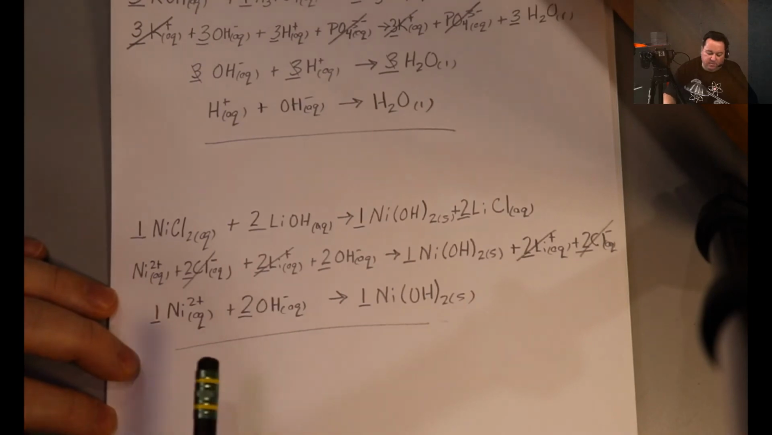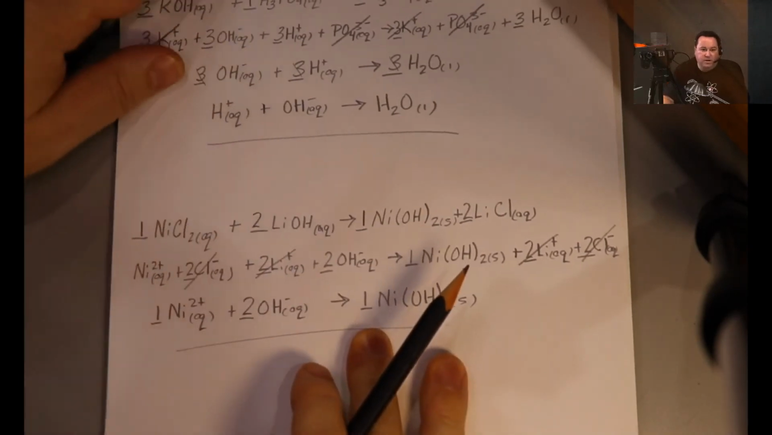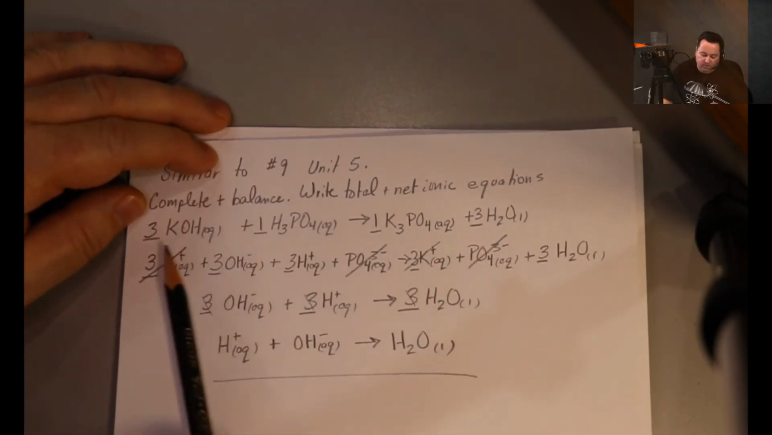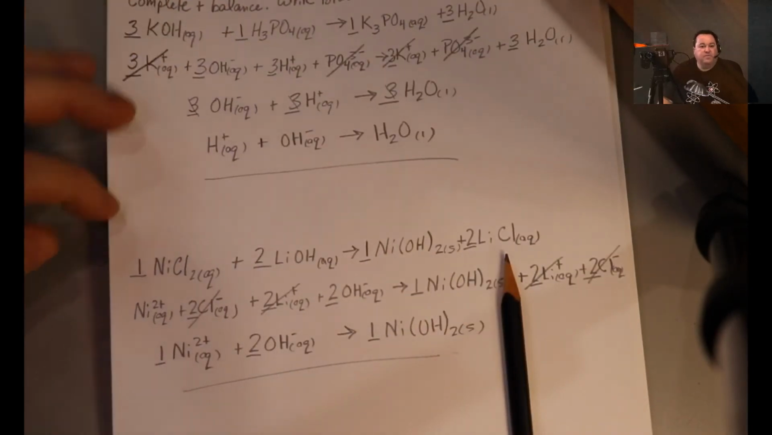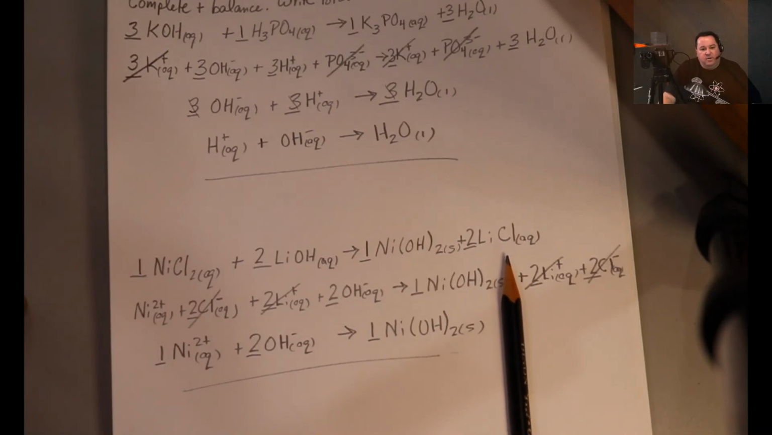So these are a couple of typical ones. The first one was an acid-base neutralization. The second one was a precipitate formation. They're typical. You can also have a net and total ionic equation for a single replacement reaction as well, but they're typically used for double displacement reactions in solution.